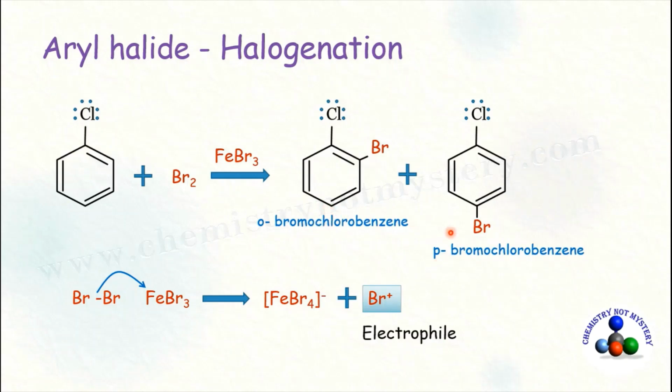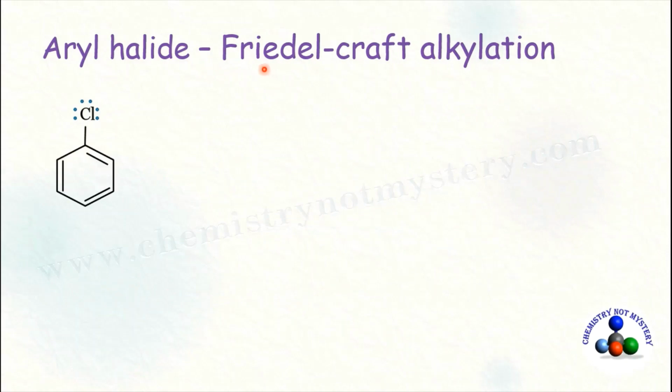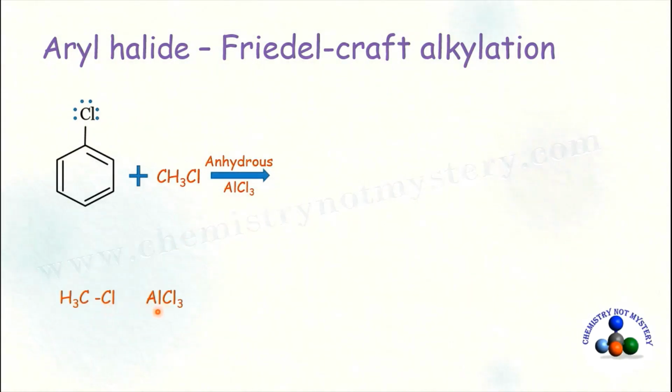Out of these two isomers, the para isomer is the major product because of less steric crowding in the para isomer. Now come to the Friedel-Crafts alkylation reaction. For the alkylation reaction, alkyl halide is taken in presence of anhydrous AlCl3. Here AlCl3 is the Lewis acid that helps to produce the electrophile. So let's see how the electrophile is generated by the reaction of alkyl halide and AlCl3.